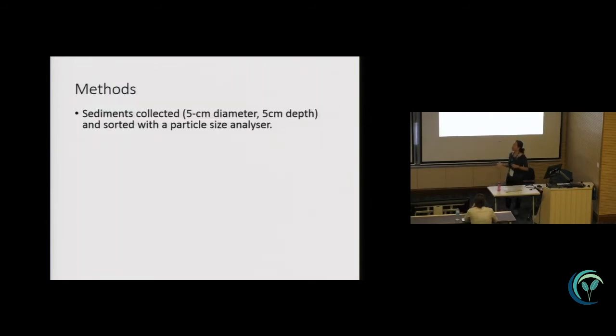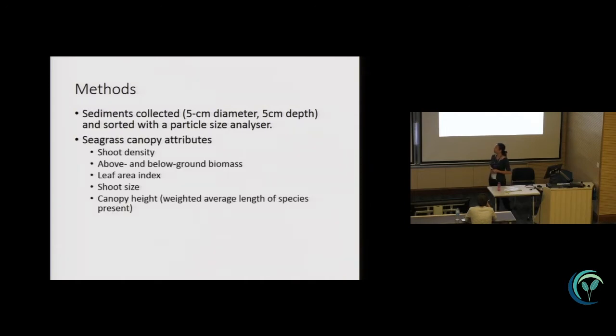Going to our method, at each site that we surveyed, sediment cores were collected, and the particle sizes were sorted with a Malvern analyzer. At each meadow that we visited, we measured seagrass canopy attributes. Depending on how big or small the sites are, we haphazardly threw 50 by 50 centimeter quadrats. Within each quadrat, we measured shoot density, biomass, the size of the leaves, the size of the shoots, and how much leaf area cover there is.